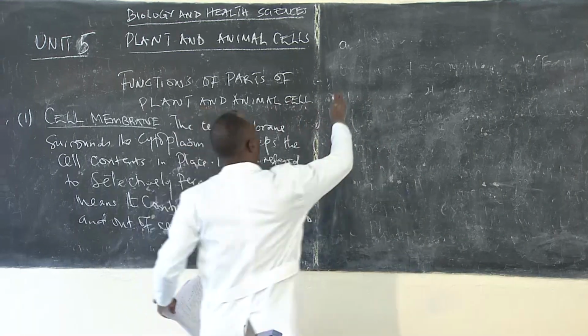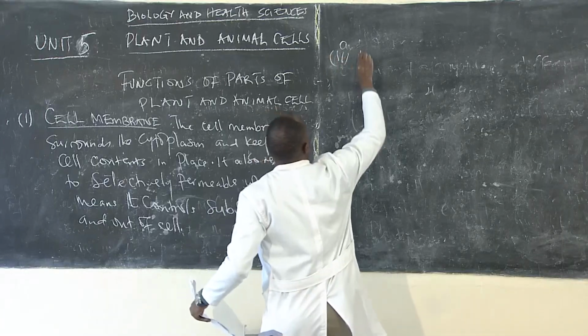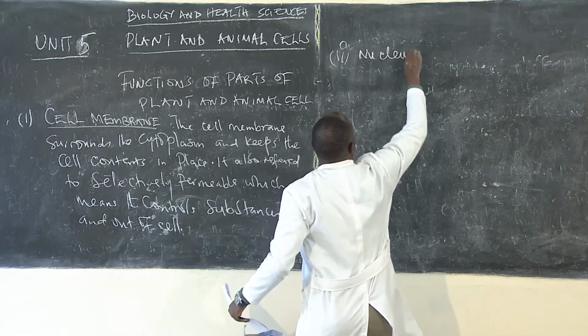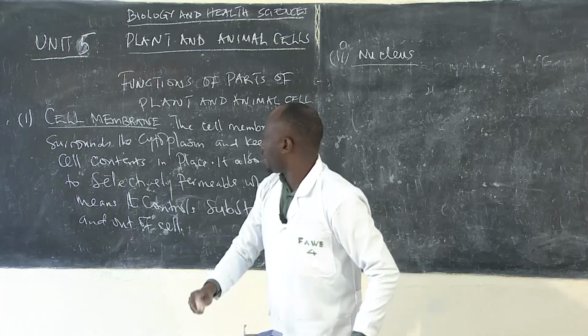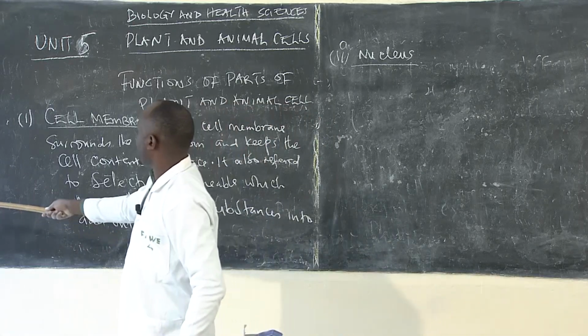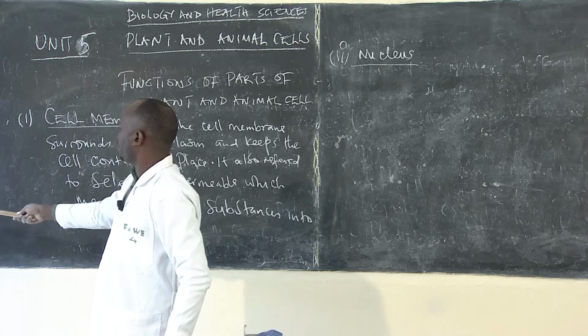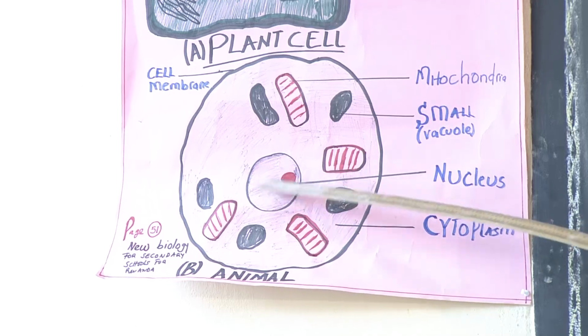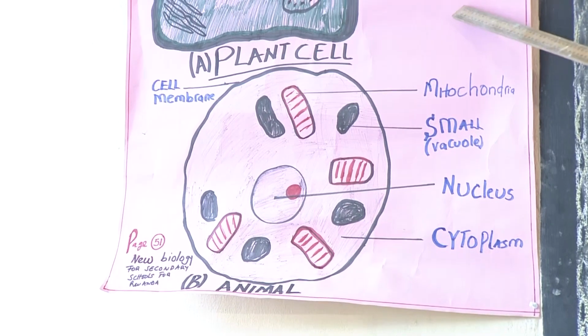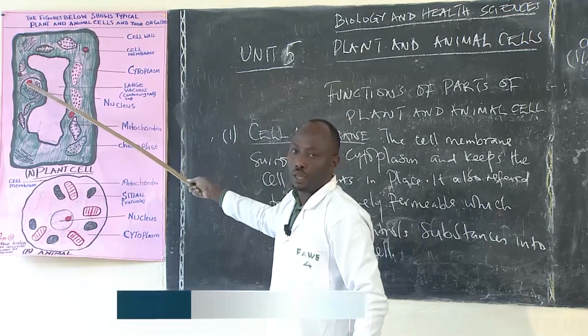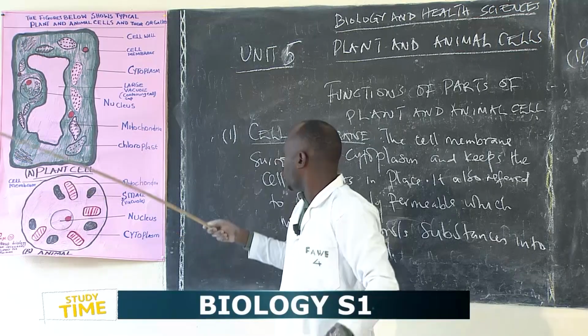Number two, Roman 2, let's talk about the nucleus. As I told you, you can see the nucleus of a plant cell. The nucleus of a plant cell is normally located in the center. But the nucleus of an animal cell is not located in the center. It is normally located at the peripheral, at the side, not in the center.